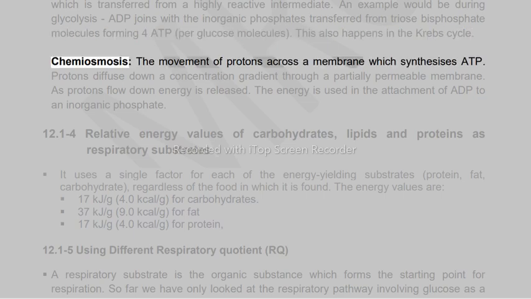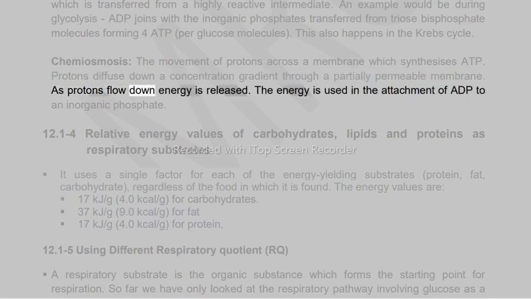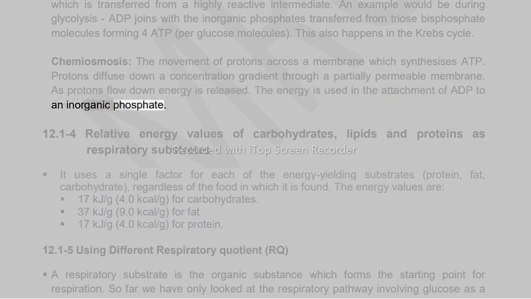Chemiosmosis is the movement of protons across a membrane which synthesizes ATP. Protons diffuse down a concentration gradient through a partially permeable membrane. As protons flow down, energy is released. The energy is used in the attachment of ADP to an inorganic phosphate.